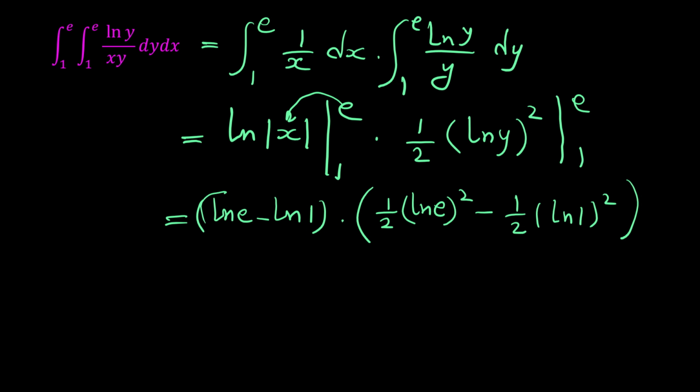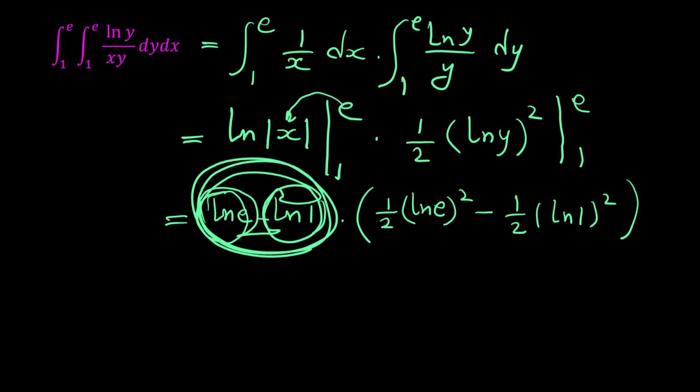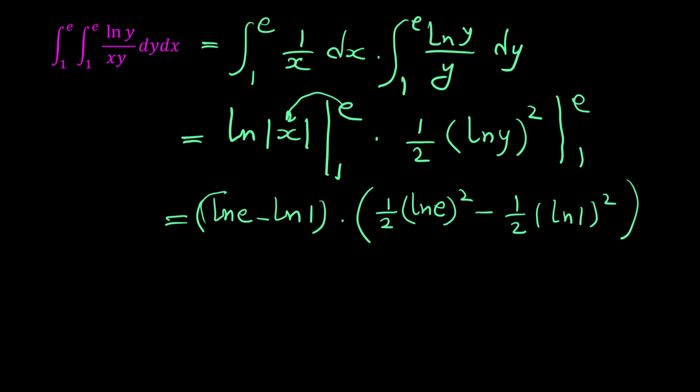Ln of e is 1, so this is 1. Ln of 1 is 0. So all of this bracket is 1. So the first bracket is only 1. So here we have 1 time.